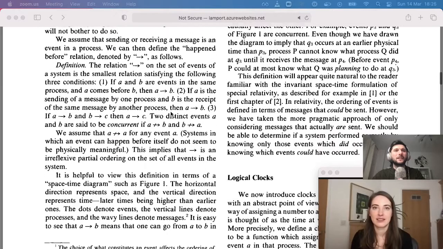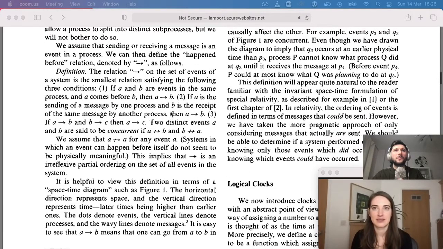So one thing that I really like about the introduction of this paper is that he defines this happened-before relationship very clearly in 3 steps. Basically, as we can see here, if an event A happens before an event B, it's A → B, right? And then another relationship of happening before is the message: the sending of a message is A, and the receiving of a message is B. Obviously the sending happens before the receiving, and this is relationship 2.